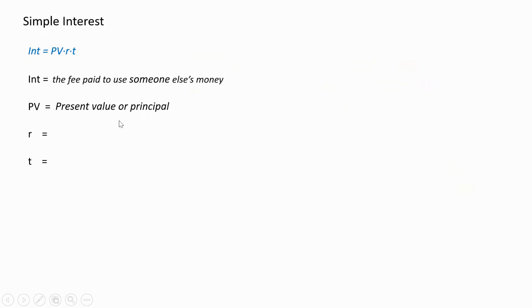Okay, to start off, simple interest. These are the formulas for simple interest. It's INT, which stands for interest, equals PV, present value, times R times T. The interest is the fee paid to use someone else's money. The PV is present value or principal. The R is the interest rate, and the key thing is that it has the percent symbol, and time is going to be in years.